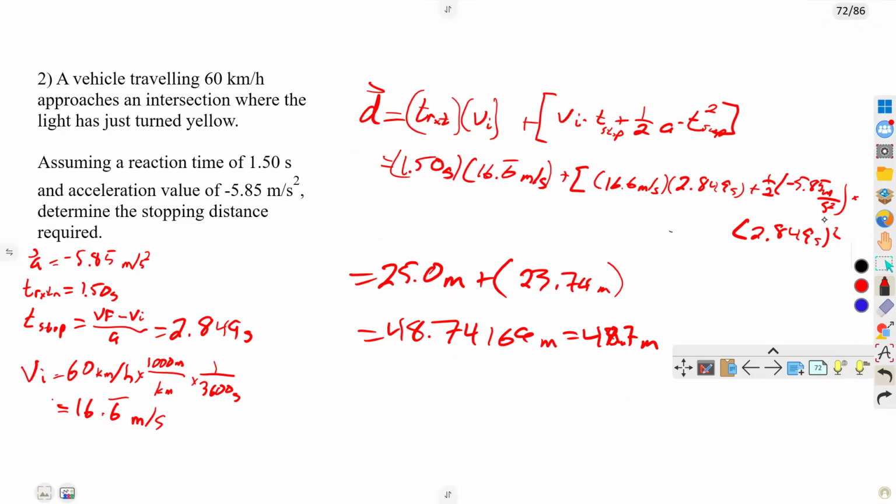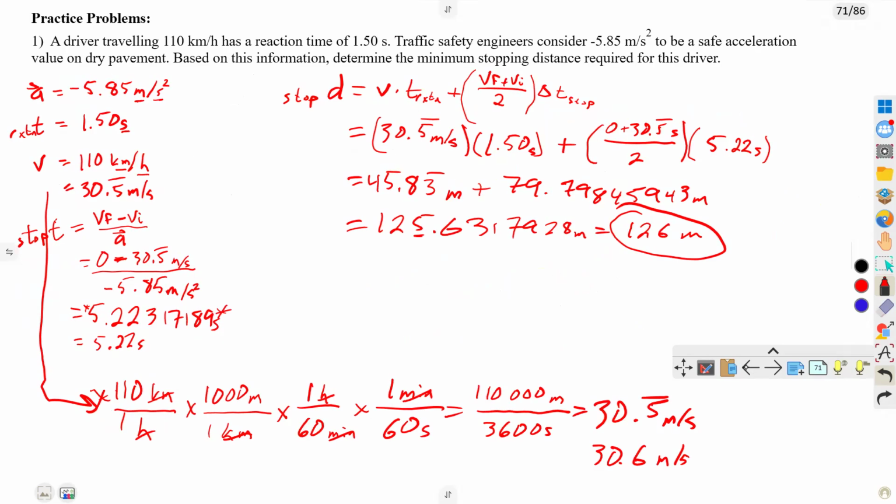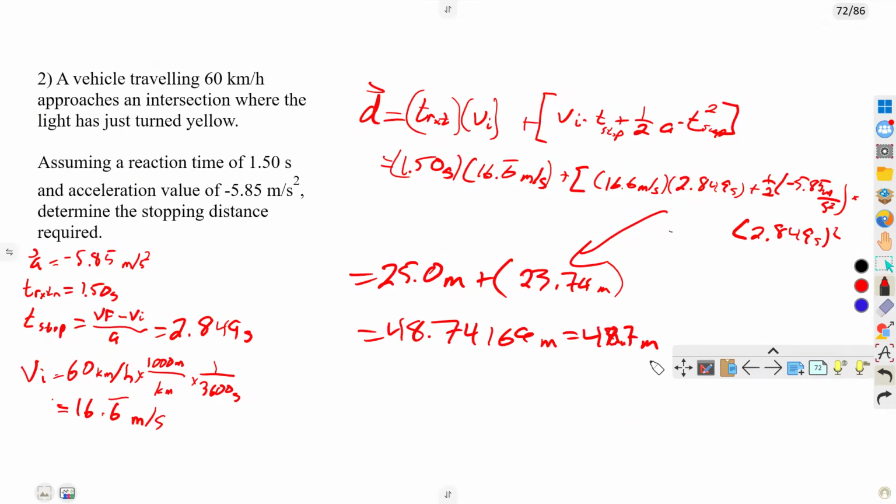Now, I just want to bring your attention up here. I did all of this together into here. This is going to give you a negative number. This is going to give you a number that's larger. So that's why we have this value here. But anyways, 48.7 meters. Now, when we look at going at not quite double the speed, we're going to travel 126 meters versus 48 meters. That's a huge difference in stopping time.